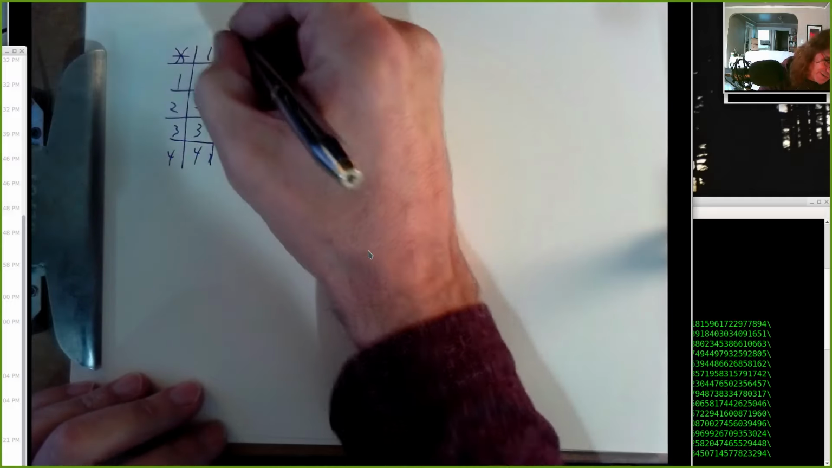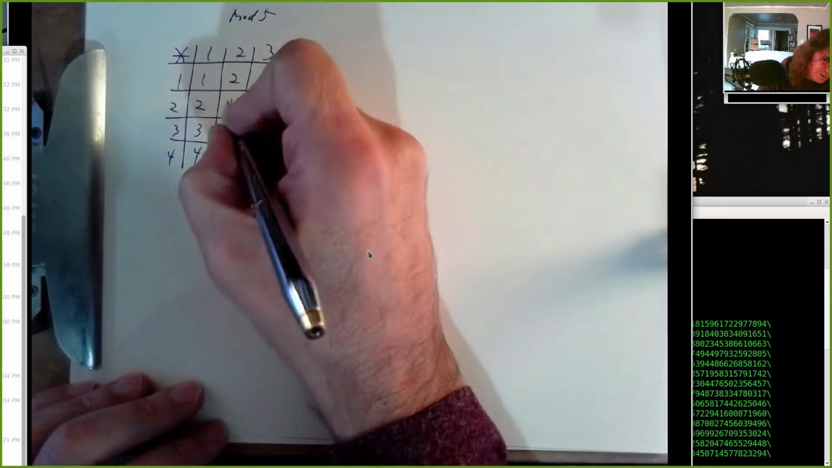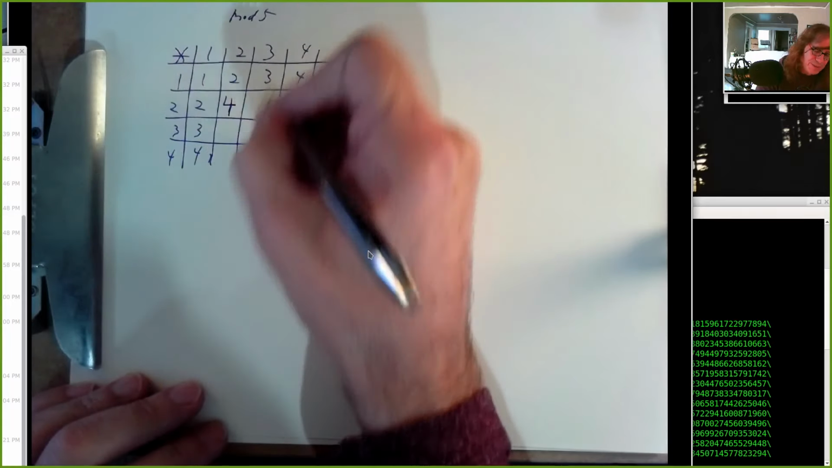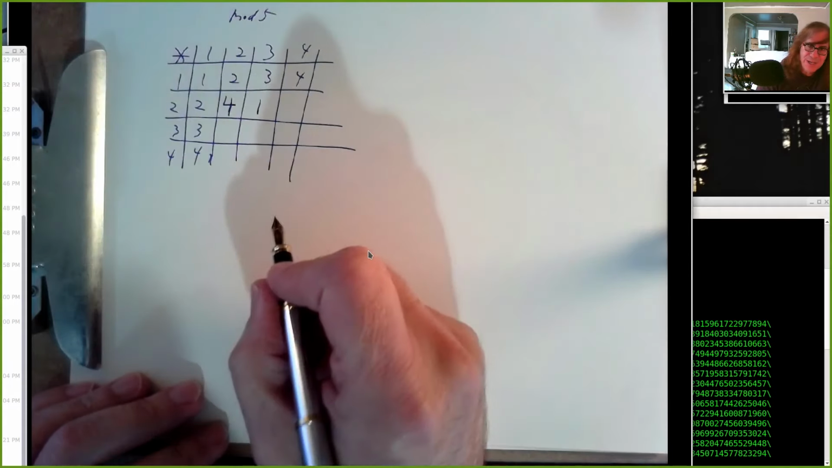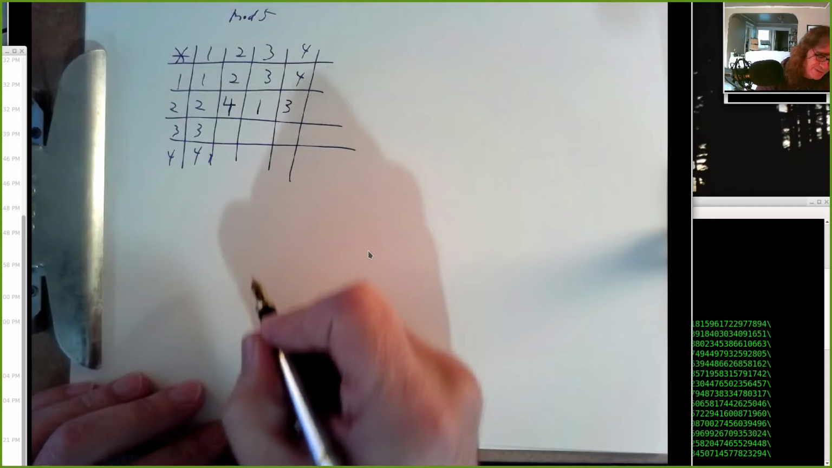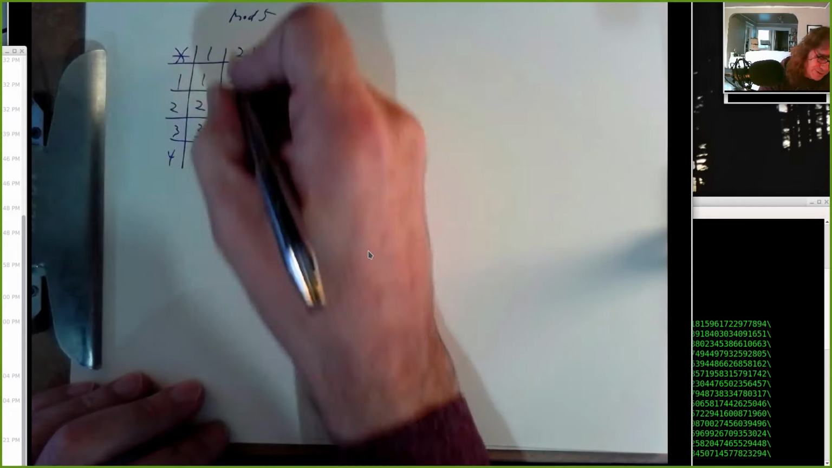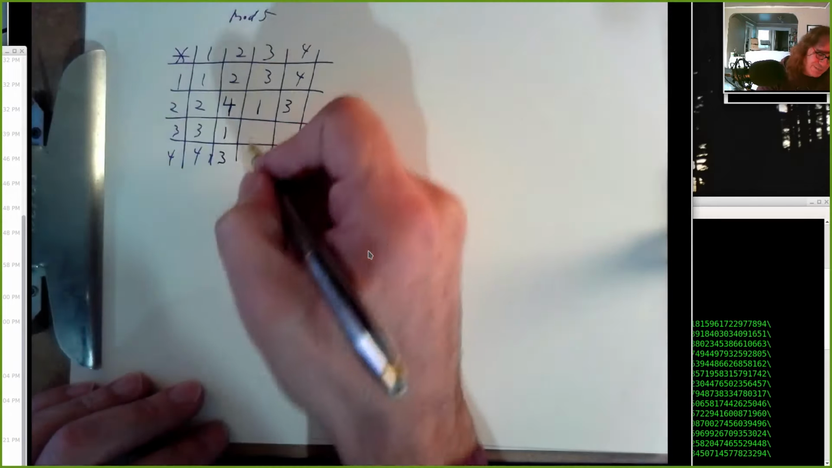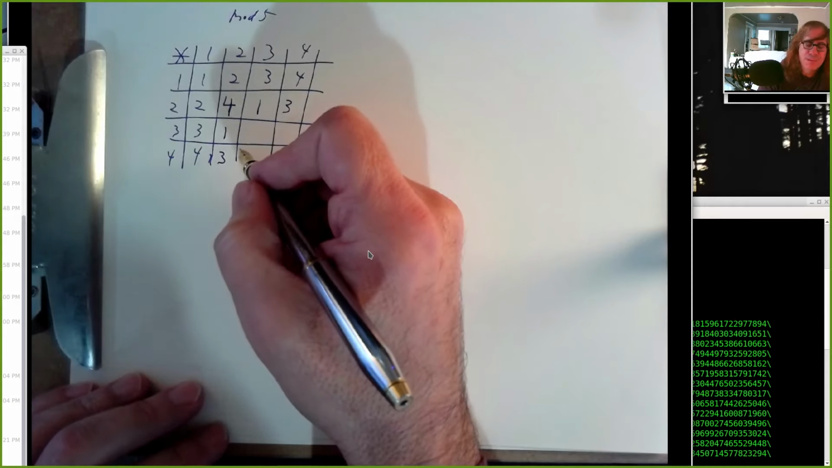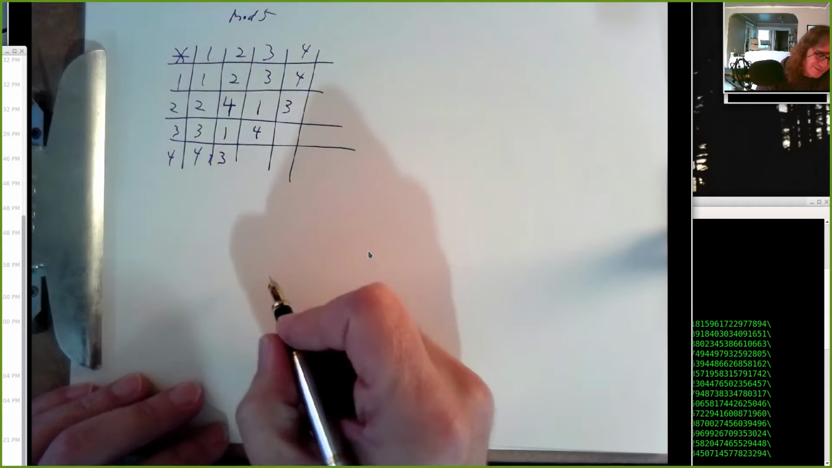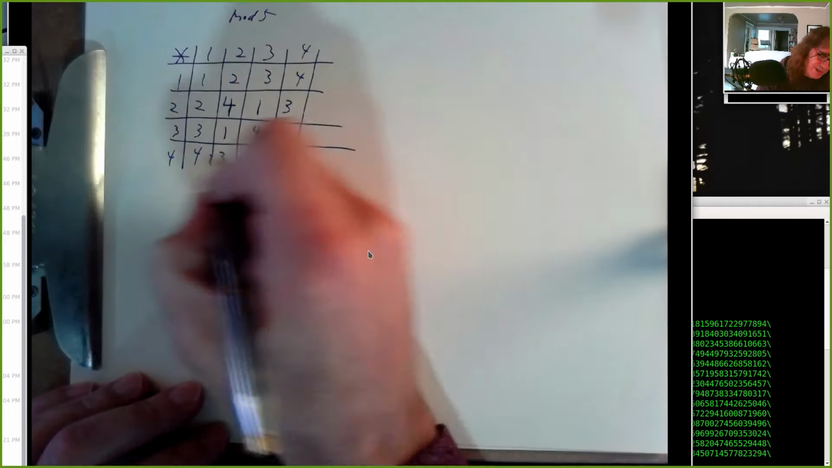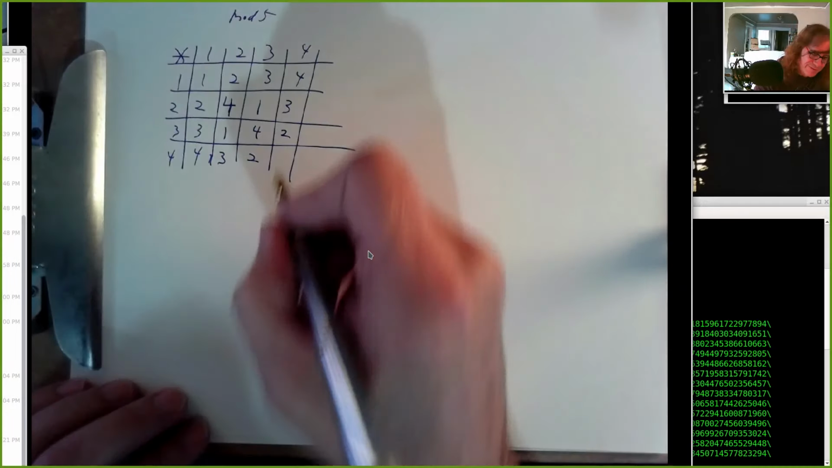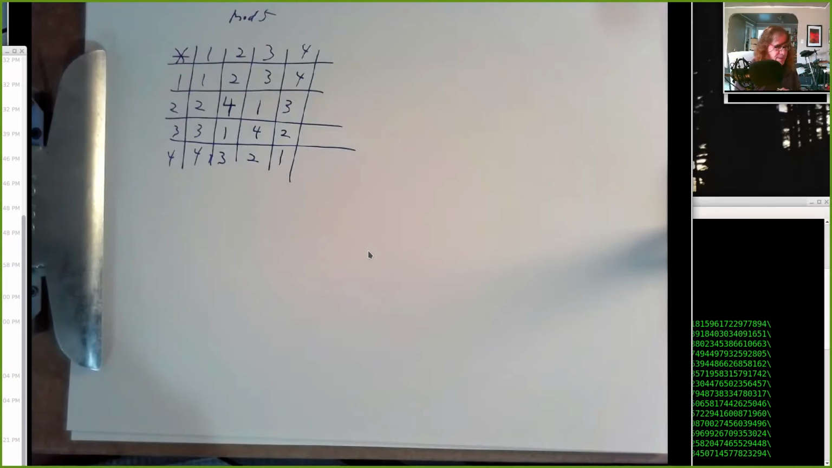Oh, sorry, we're going mod 5. So 2 times 2 is 4. 2 times 3 is 6, which is 1 more than a multiple of 5. 2 times 4 is 8, which is 3 more than a multiple of 5. So 2 times 3 is 1, 2 times 4 is 3. 3 times 3 is 9, which is 4 more than a multiple of 5. 3 times 4 is 12, that's 2 more than 10. And 4 times 4 is 16, that's 1 more than 15. So there's our multiplication table, mod 5.